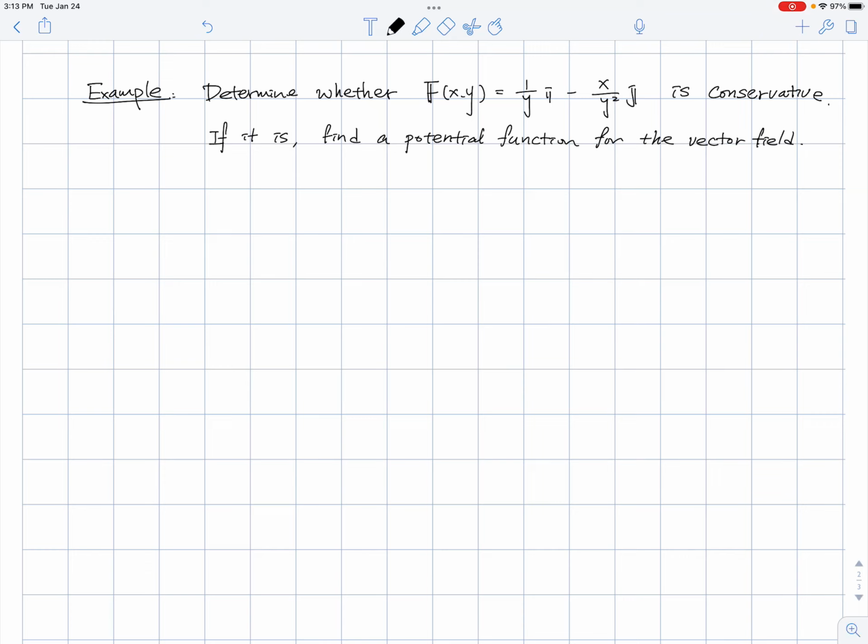Okay, so this is a vector field in R2, therefore to see if this is conservative, we just want to know if d/dy of the y component is equal to d/dx of the x component. Okay, so they are the same. That tells us that yes, F is conservative.